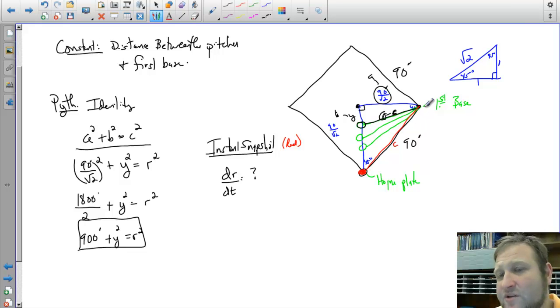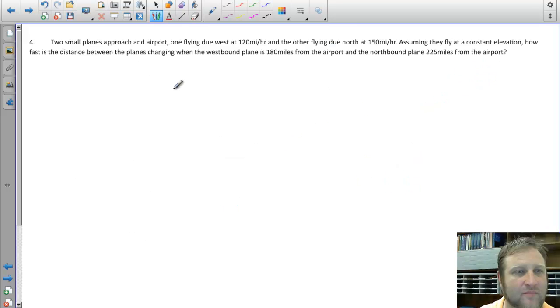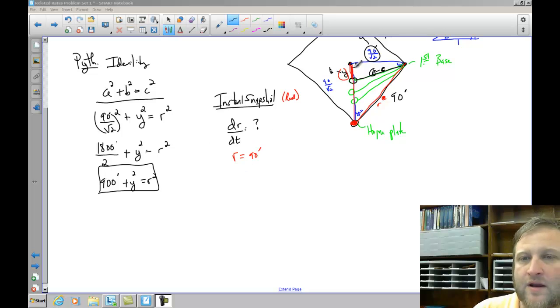But this actually works out real well, because we know the length of c, not dc dt. I'm sorry, we call this r, not c. So our length r will be equal to 90 feet, because it's that specific instance, the snapshot when the ball crosses the home plate. So our radius is going to be 90 feet at the time that the ball crosses the home plate.